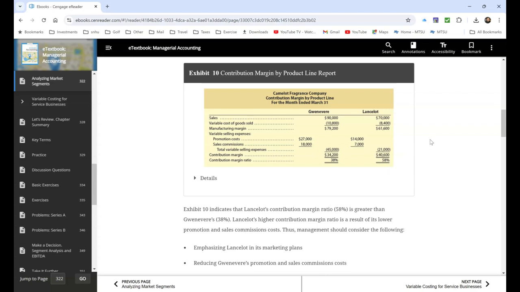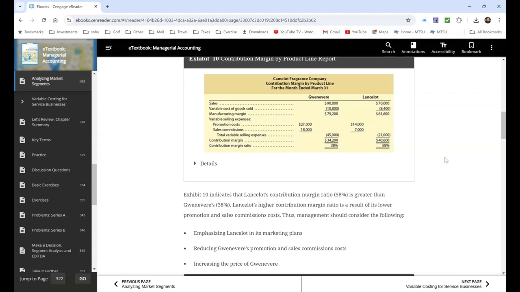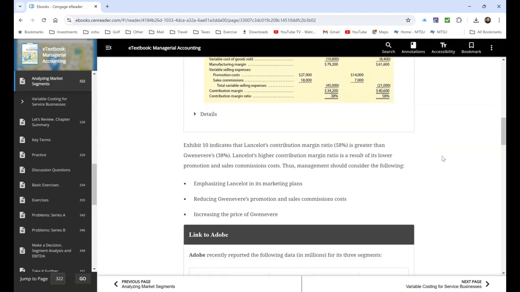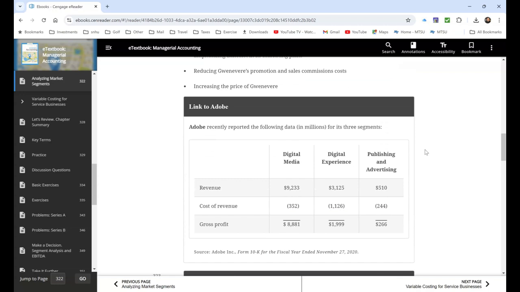So we would have to determine, well, do we want to be in this industry, or should we increase our Lancelot business? And these are the types of questions that accountants can answer by looking at the variable cost of the different products.